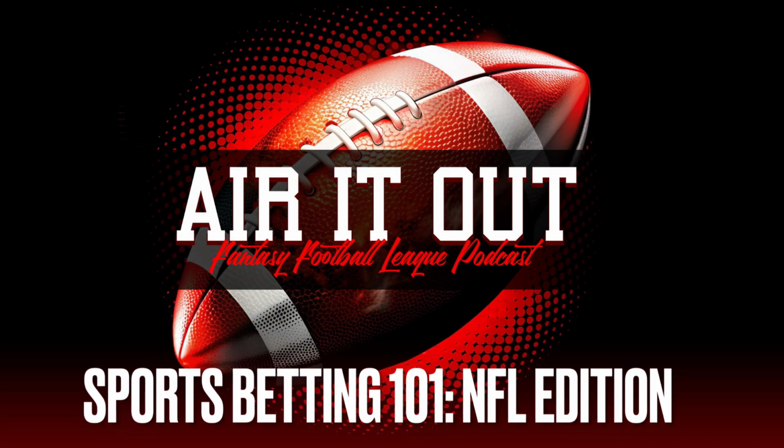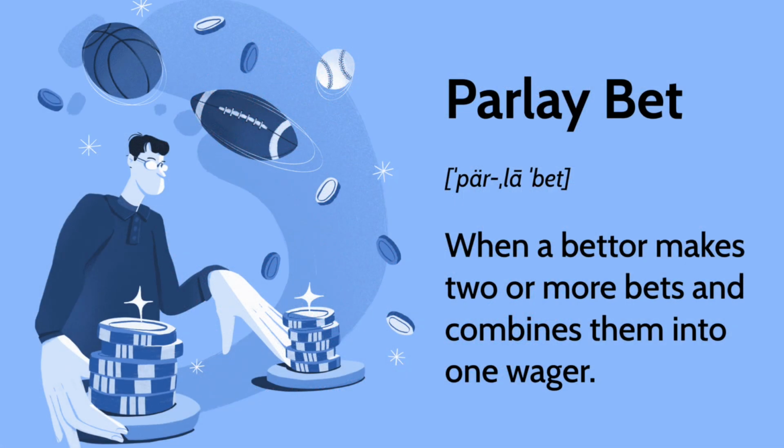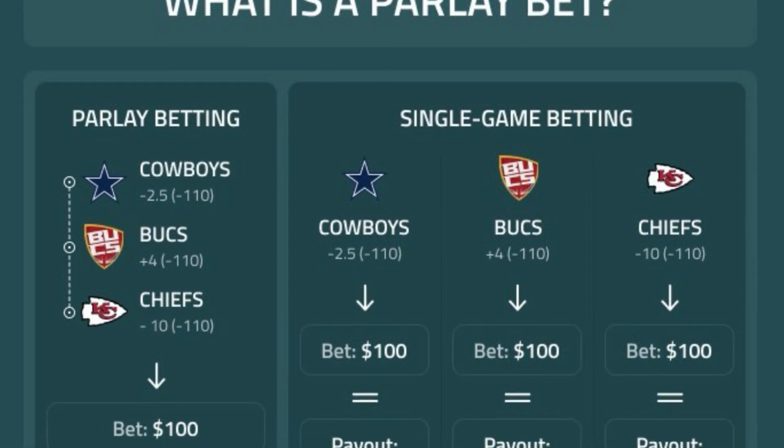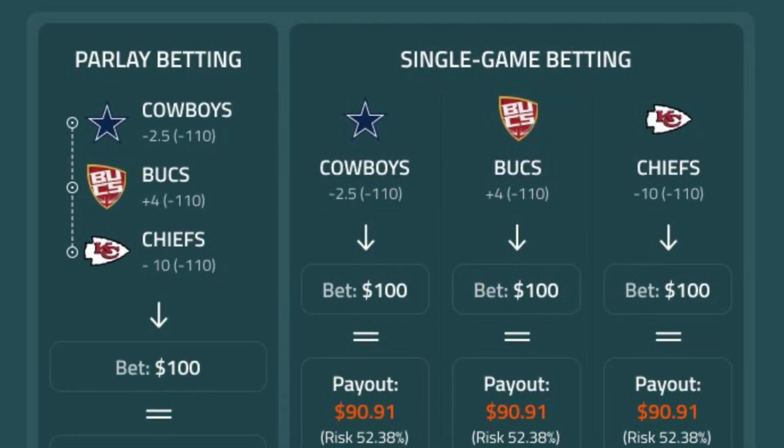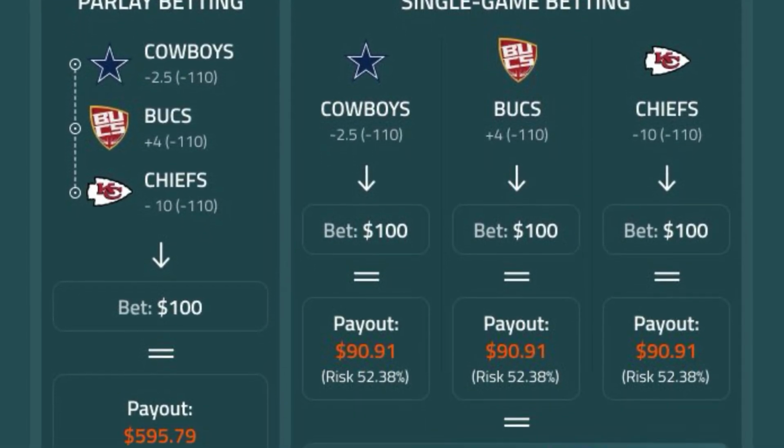Okay, the next one, and we're seeing a lot of this these days, and you can do it on basically almost any app or in any casino, is NFL parlay betting. So this is the most advanced type of betting I'll get into today. A parlay is a single bet that links two or more bets together, also known as legs. So you can have a 2-leg parlay, a 3-leg parlay, a 10-leg parlay, whatever you want to do.